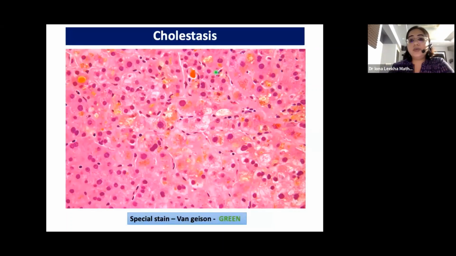This is just to show you how cholestasis looks. Cholestasis can be intrahepatic, hepatocellular or canalicular. Hepatocellular is when the cholestasis is seen within the hepatocytes, as in these areas you can see hepatocellular cholestasis here. Canalicular is when you will see bile plugs in the canaliculi surrounded by these hepatocytes.